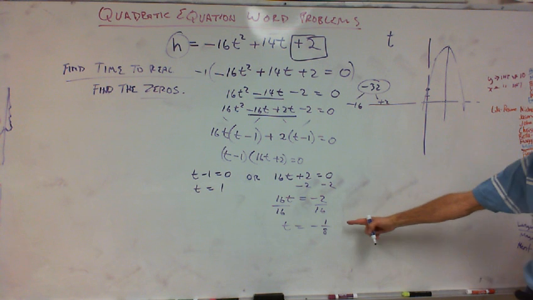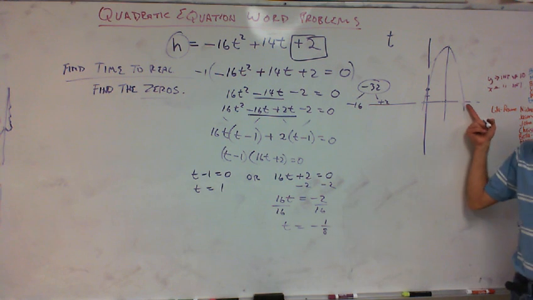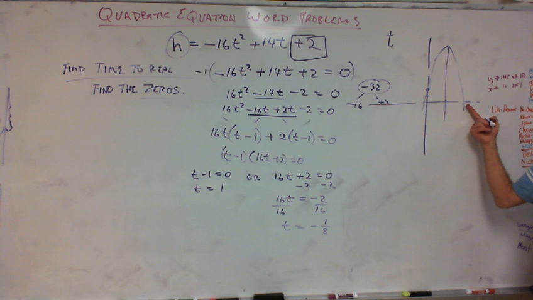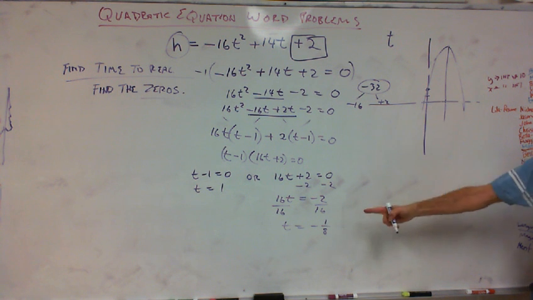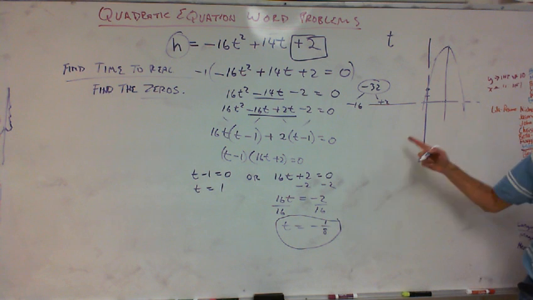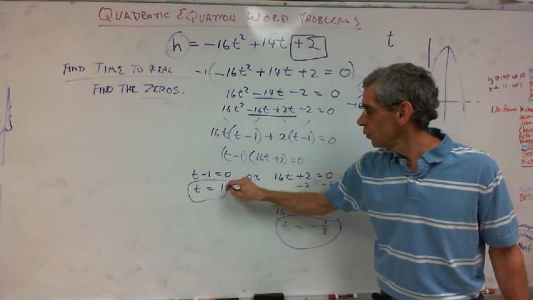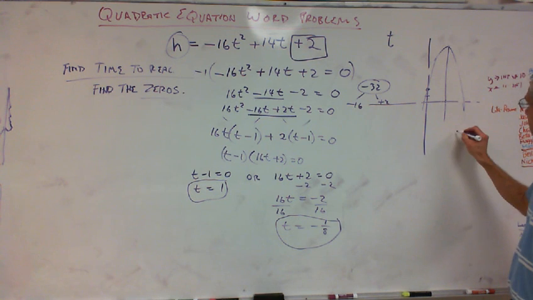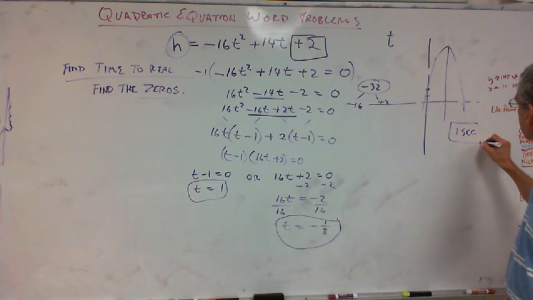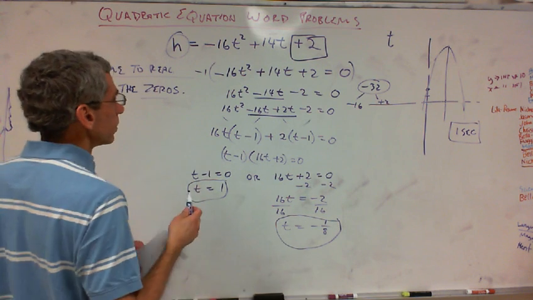So I know that my time, what is my time here? I know here it's negative, right? So that's going to be negative 1/8. Here my time is, the other one I figured out. Time is 1 second. So 1 second is my answer. 1 second. Okay. Yep.